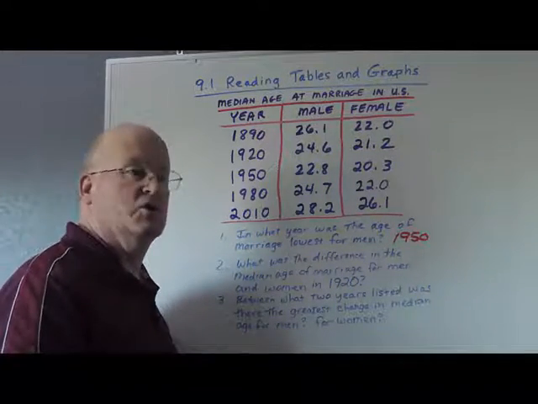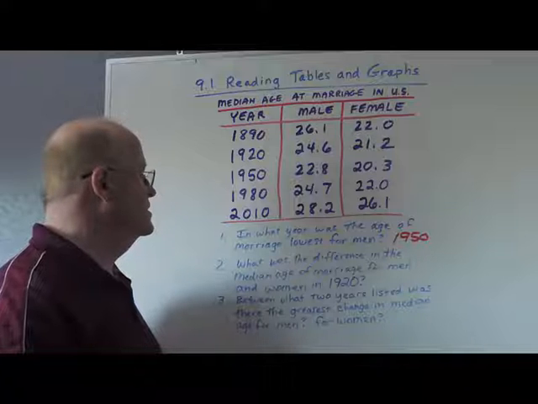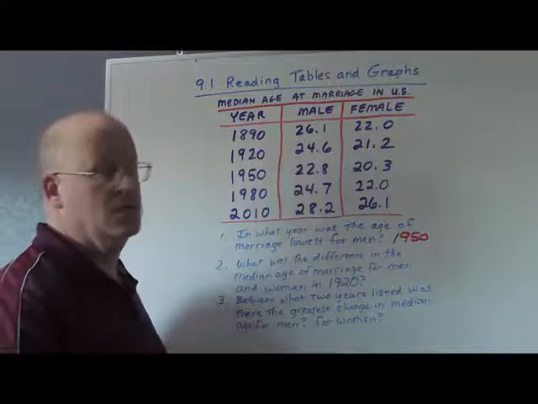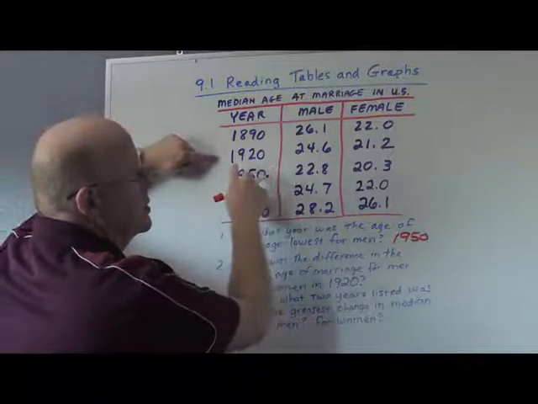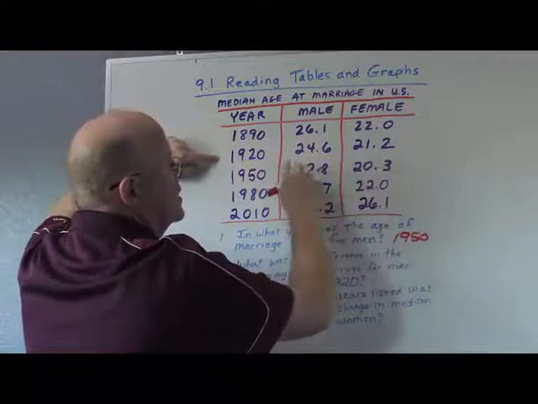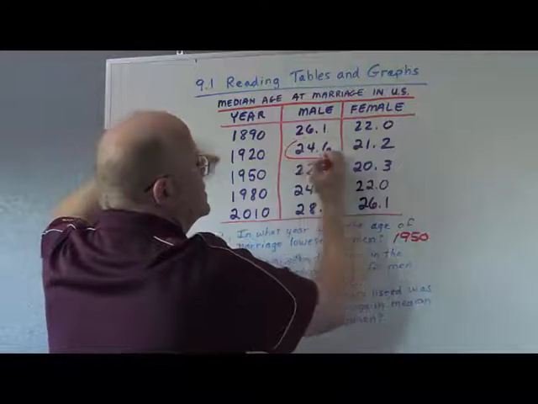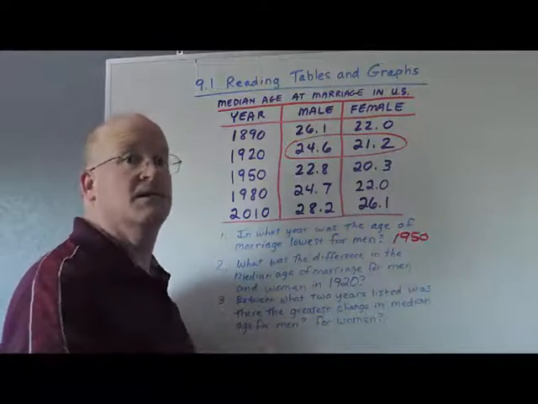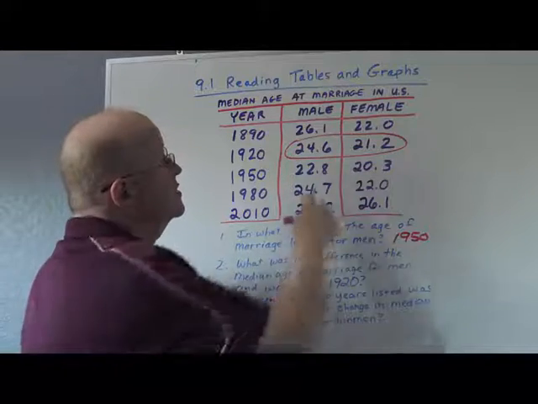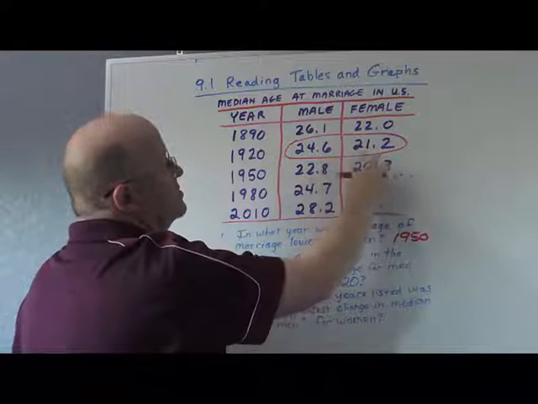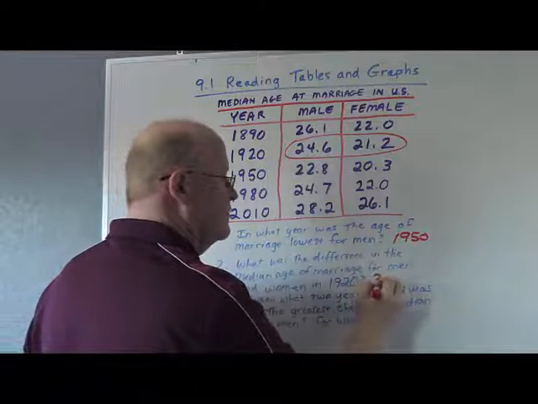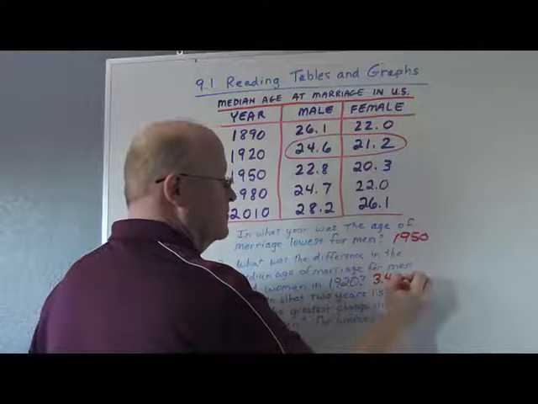The second question, what was the difference in the median age of marriage for men and women in 1920? That tells us we're in the row for 1920 here, and we want to find the difference between the age for men and women. Difference is a subtraction word, so we would subtract these two numbers and find out that the difference is 3.4 years.